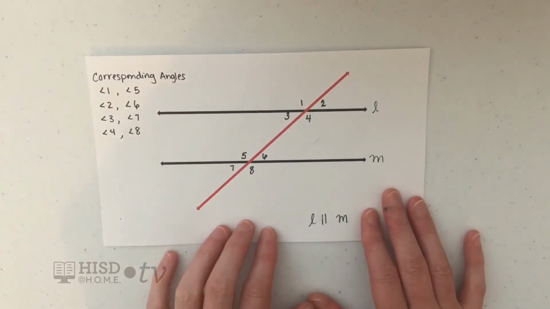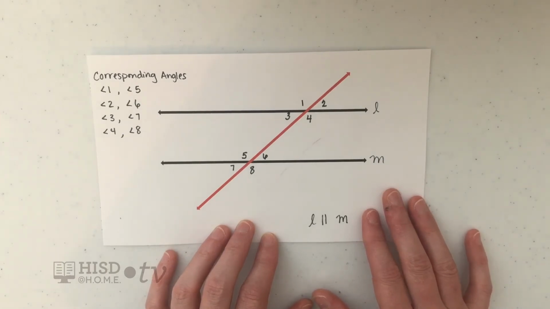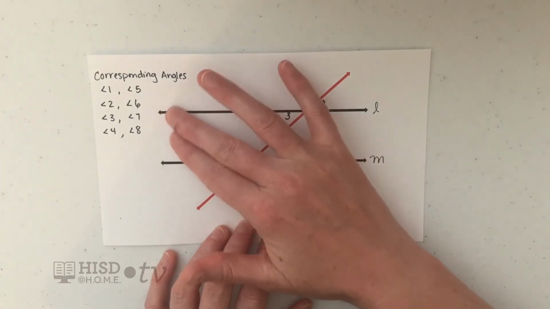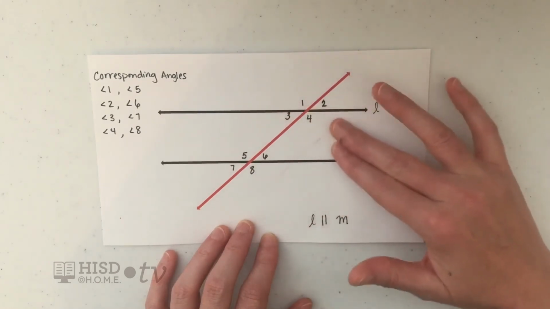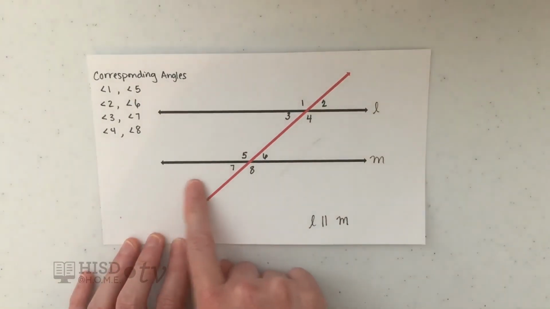In order to examine the next type of angle relationship, we first have to talk about the exterior and interior section of our parallel lines. So remember that interior means inside. If I talk about the interior of a house, that means inside the house. So our interior area is going to be in between our two parallel lines. Our exterior sections are going to be above and below.